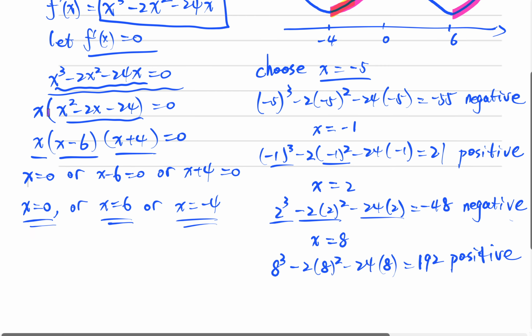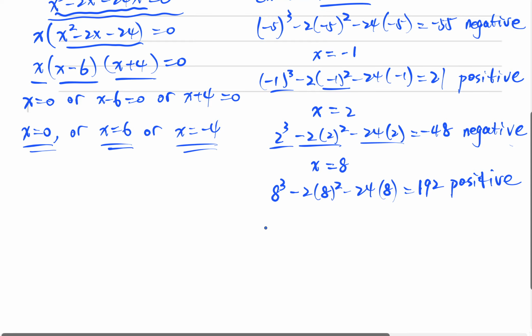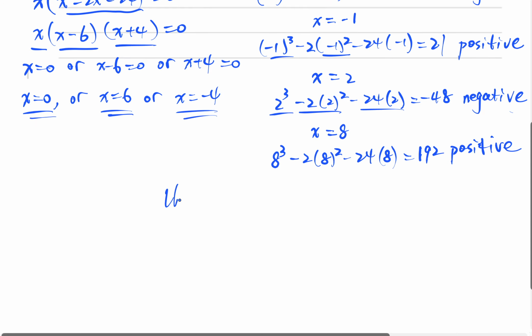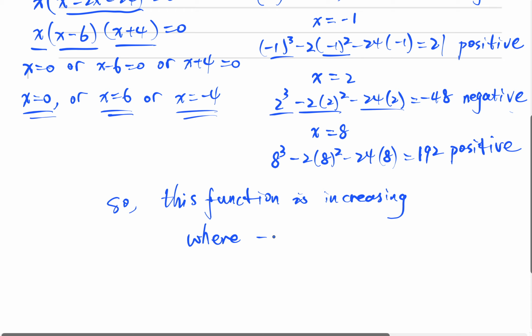So how do I write down my answer? I will write it like this: this function is increasing where x is bigger than negative 4 and smaller than 0, or x is bigger than 6. There are two parts where this function is increasing. Okay, that's this question.